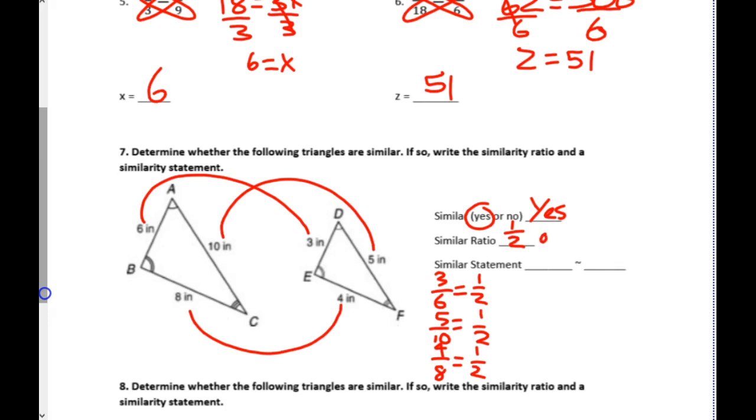Now, if you got 2 over 1, that's okay, because it doesn't tell us which one we're going to, okay? So, in this situation, when we're not told which direction we're going, it's one of those, okay? Similar statement, triangle, what? So let's do 1 arc, 2 arc, 3 arc, A, B, C, similar to triangle 1 arc, 2 arc, 3 arc, D, E, F. Alright?